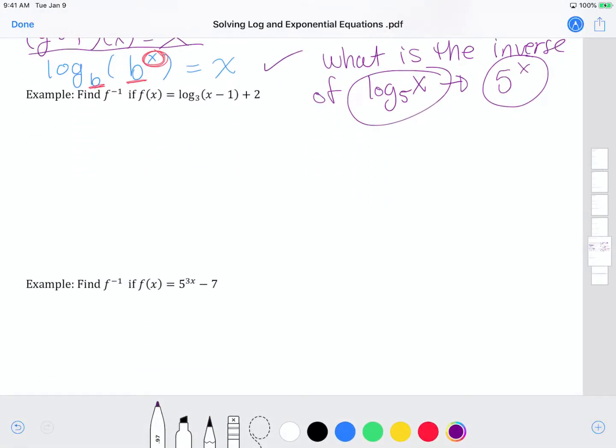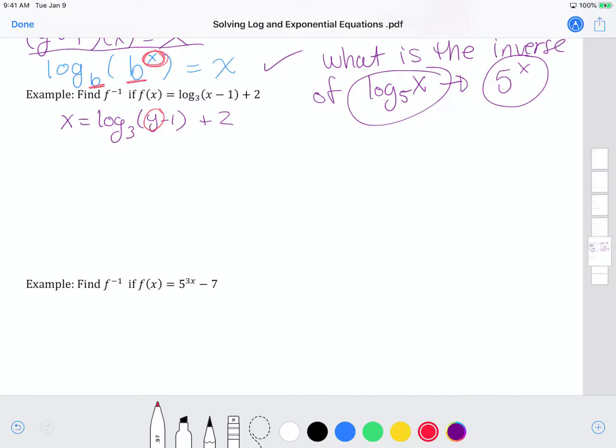Okay, now, given a log function, I want you to be able to find the inverse. So in this example, it says find the inverse if the function is log base 3 of x minus 1 plus 2. So if you recall, in order to find an inverse in equation form, what you would do is you would switch the x's and the y's and then resolve it for y. So I would rewrite this equation as x is equal to log base 3 of y minus 1 plus 2. And then I would have to resolve it for this y.